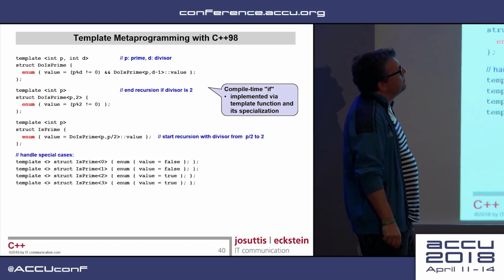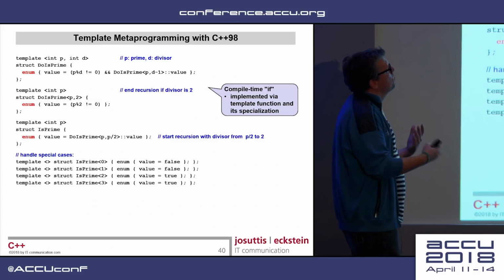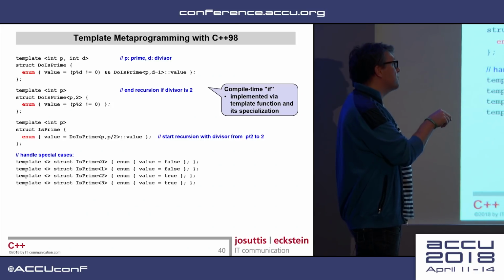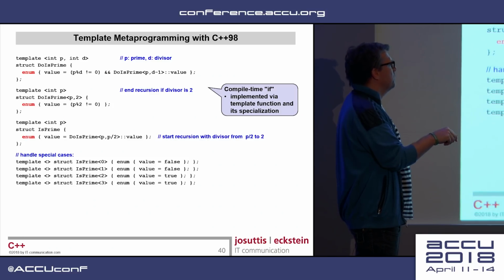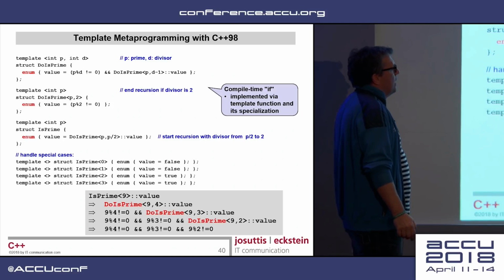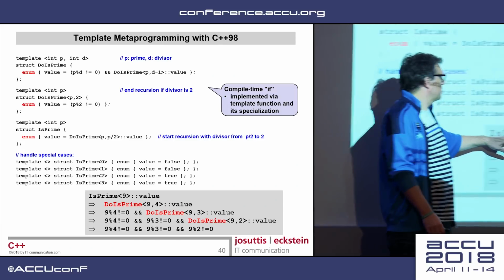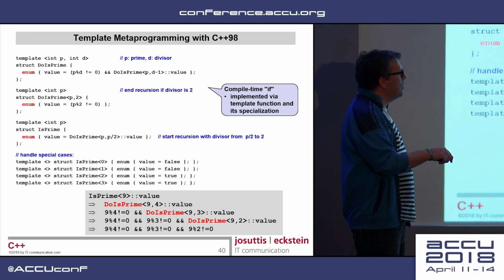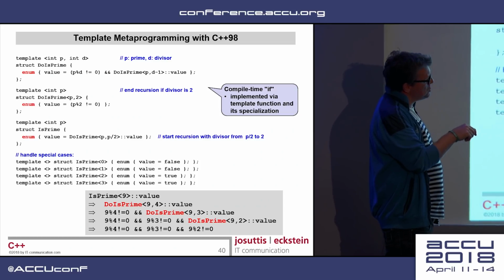Then we had a couple of restrictions, like there could be only one statement, etc. But by interesting combinations of different helper templates, we could find out whether a given number is a prime number at compile time using template syntax. So IsPrime<9>, for example, was here expanded to DoIsPrime<9, 4>. This is here the expansion.